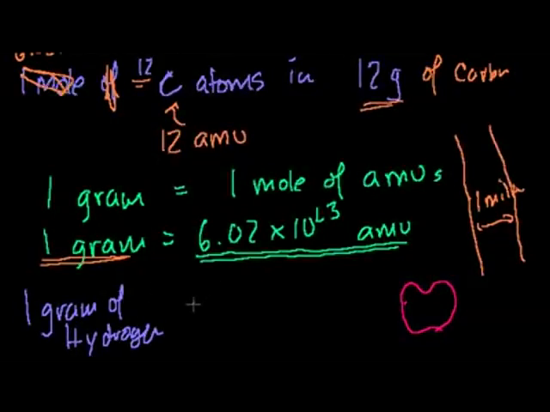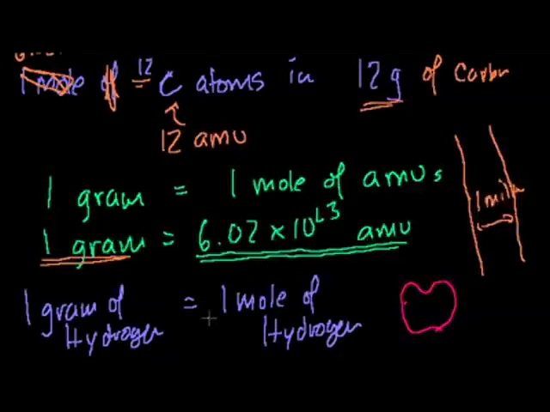If you have 1 gram of hydrogen, that means you have 1 mole of hydrogen. How do I know that? Because hydrogen's atomic mass number is 1.